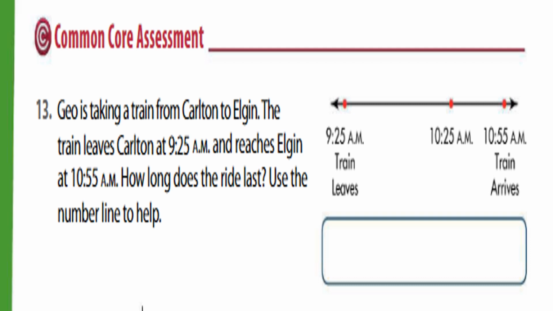Okay, so this is the assessment for today's lesson. What you have to find out. Gio is taking a train from Carlton to Elgin. The train leaves Carlton at 9:25 a.m. and reaches Elgin at 55 minutes past 10 a.m. or 10:55 a.m. How long does the ride last? Use the number line to help.